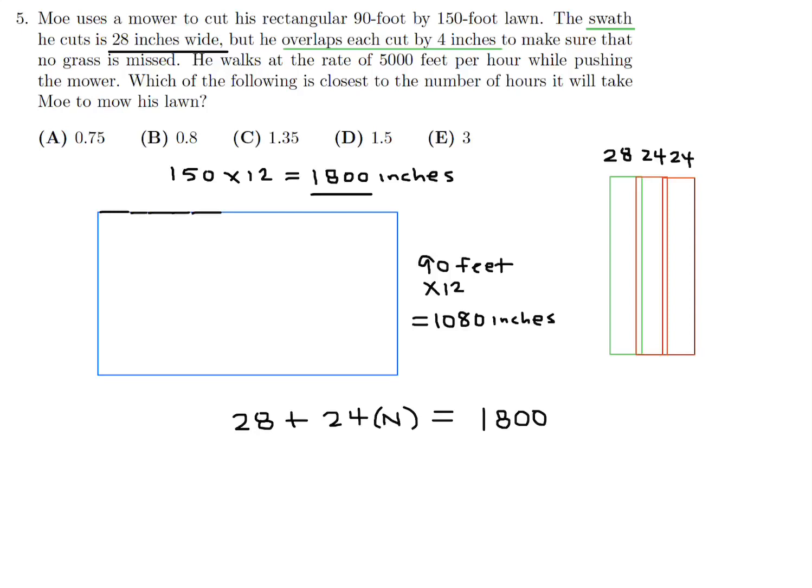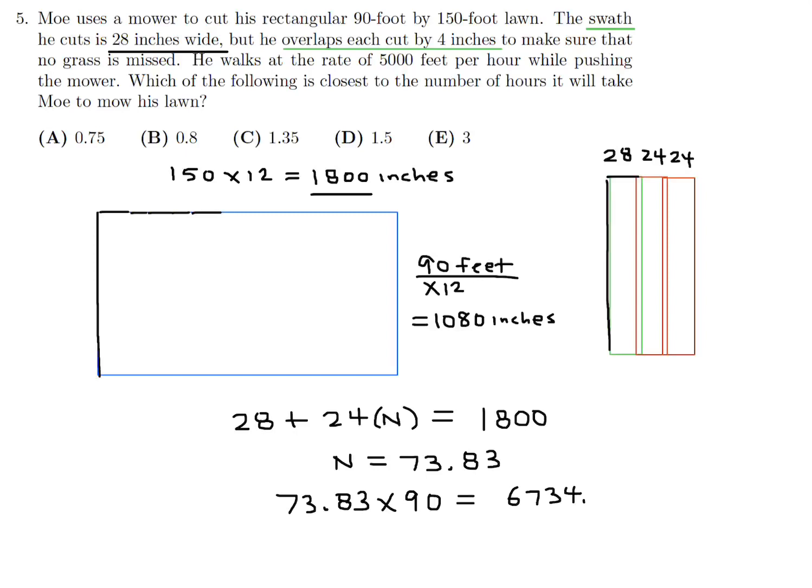So this can easily be solved for n. And if you do, you get n is equal to about 73.83. So that means that he is making 73.83 of these rows, basically. Now, each time he makes a row, he's walking, correct? Now, how far is he walking for each row? I'm not talking about this length. I'm talking about this length. Well, he's walking 90 feet, correct? From here to here. So he's got 73.83 times that he walks down, and each time he walks 90 feet. So in total, 6,734.7 feet is how much walking he has to do to cut this entire lawn.